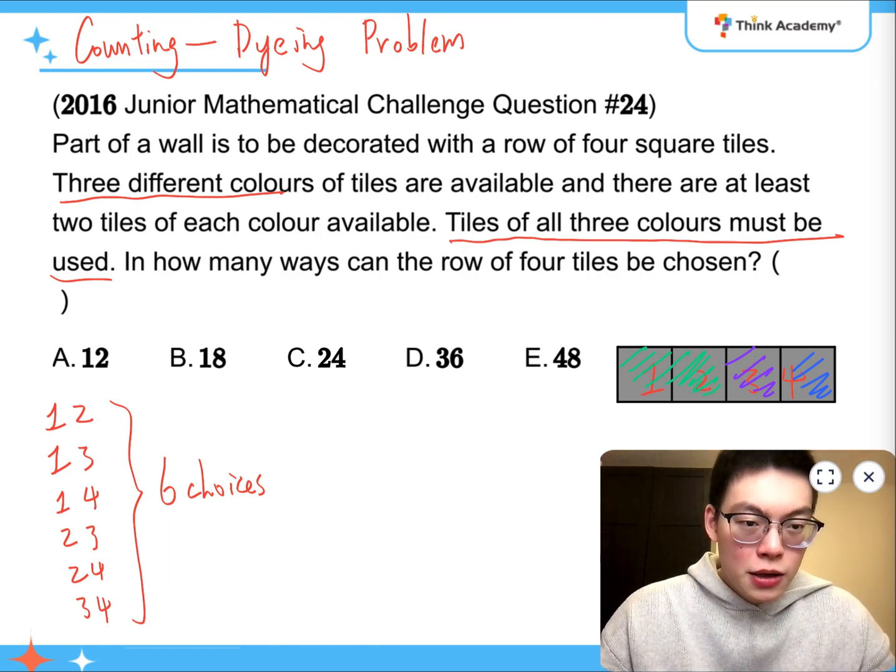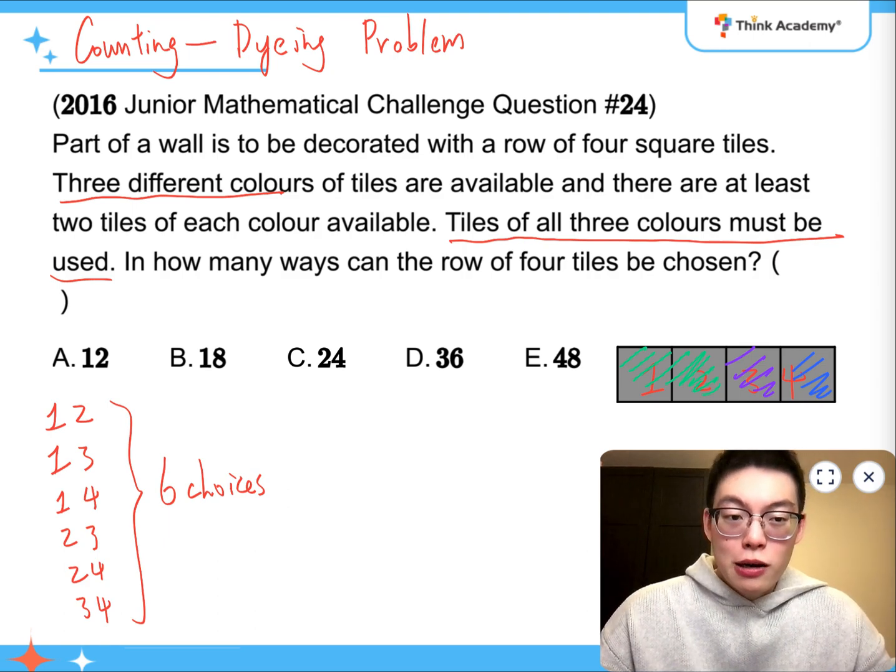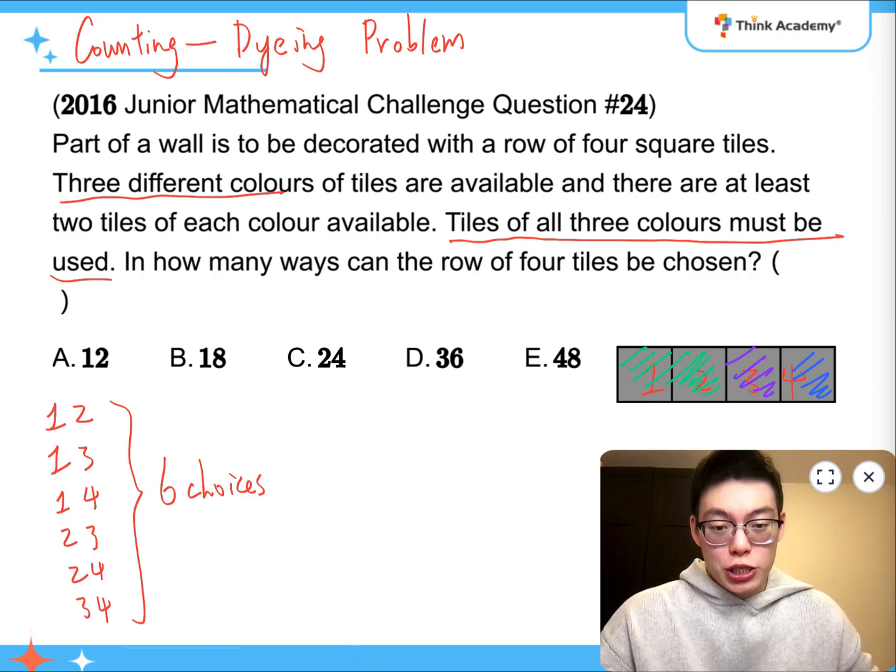patterns, right? So it can either be green, purple, red, green, purple, blue, green, blue, purple, blue, purple, green, blue, green, purple, purple, blue, green, purple, green, blue. Yeah, so there are also 6 choices.